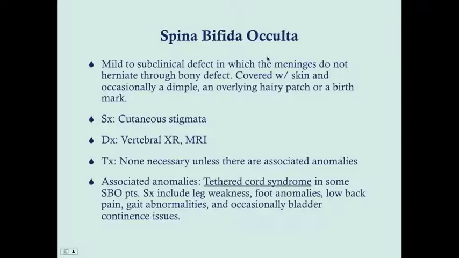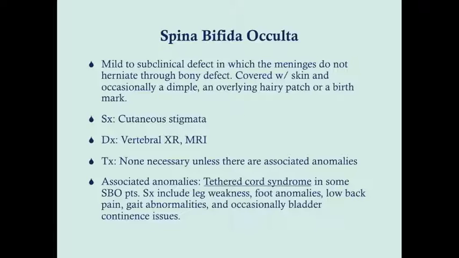Spina bifida occulta is a mild to subclinical defect in which the meninges do not herniate through a bony defect, but the bony defect is still there. This is going to be covered with skin. You're not going to see anything abnormal, but sometimes you can get a little dimple, or a little hairy patch, or a birthmark. That's going to be it. The symptoms are going to be limited to cutaneous stigma.